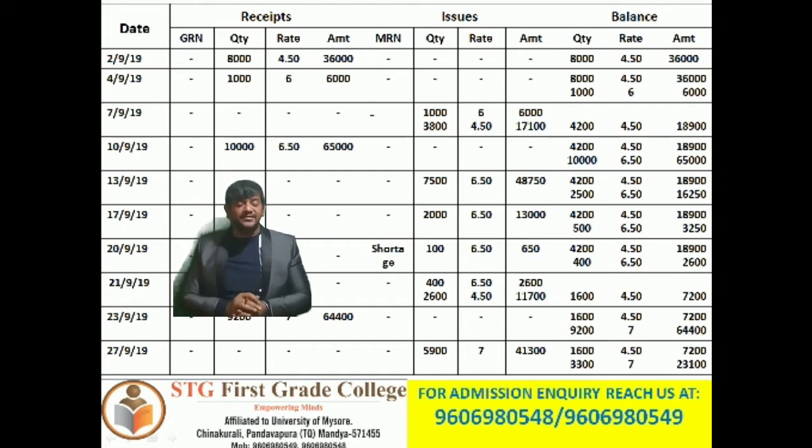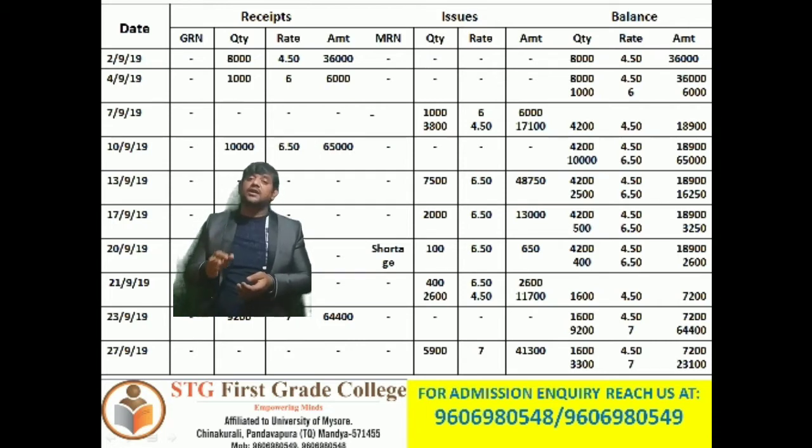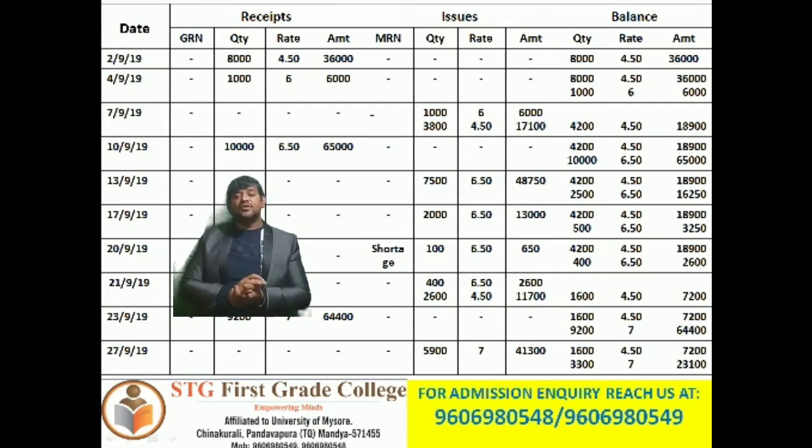But under the balance column, on that day, whatever we have received should be reflected. So 8,000 at rupees 4.50 per unit. So the amount comes to 36,000 rupees. Okay, so that is the balance. 8,000 units at rupees 4.50, that is 4 rupees 50 paise. So the amount column comes to 36,000.